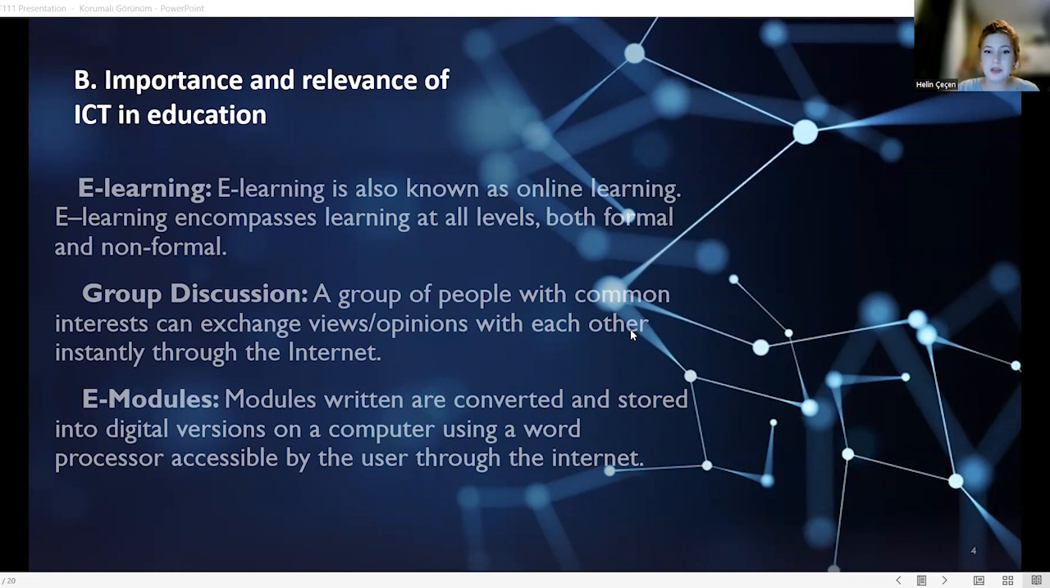Group discussion. Internet relay chat is among the popular internet services people mostly use for live chatting. A group of people with common interest can exchange opinions with each other instantly through the internet. Description of the internet technologies required to support education via ICTs. E-modules. Modules written are converted and stored into digital versions on a computer using a word processor, accessible by the user through the internet.